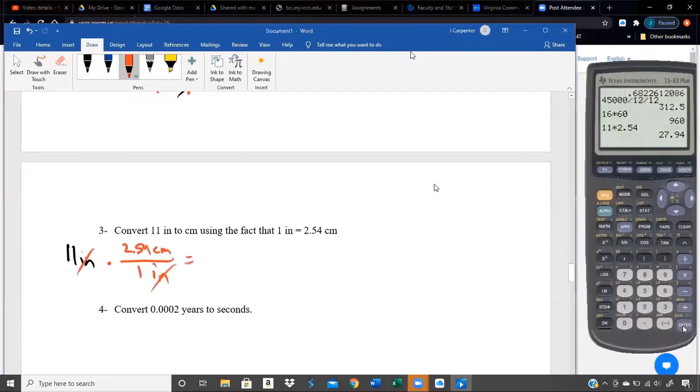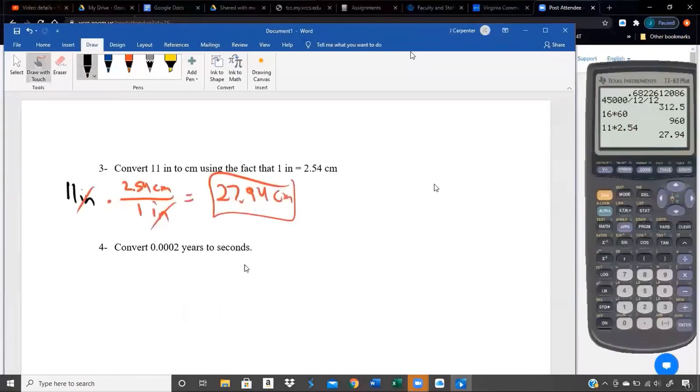We get 27.94, and that would be in centimeters since that was the unit left. And there we go. All right, last one.